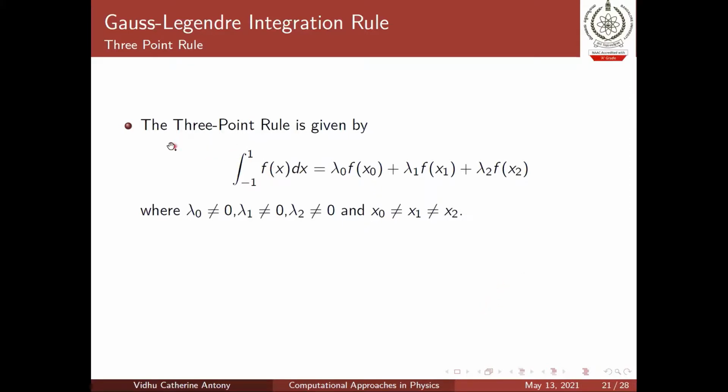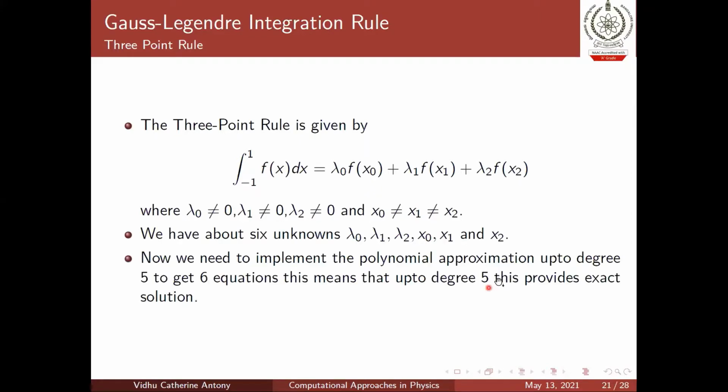Okay, so the 3-point rule is given by integral from -1 to 1 f of x dx equals lambda 0 f of x0 plus lambda 1 f of x1 plus lambda 2 f of x2, where lambda 0 is not equal to 0, lambda 1 is not equal to 0, and lambda 2 is not equal to 0, and x0 not equal to x1, not equal to x2. Again, for the same reason, you don't want your 3-point rule reduced to a 2-point rule or 1-point rule, and that's why you have something like this.